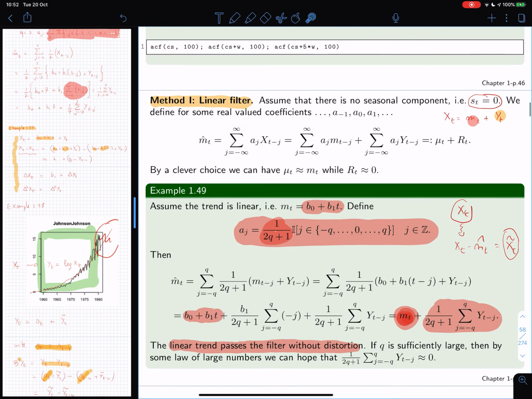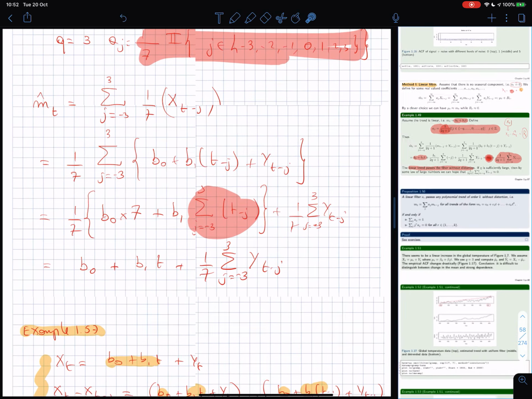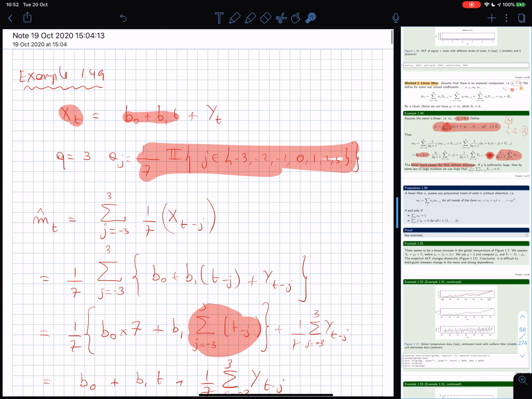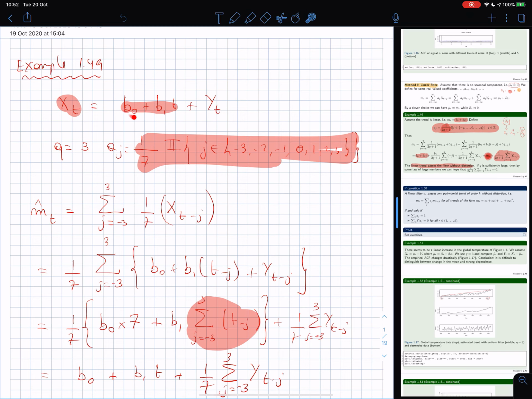Another way would be to transform your data by applying a linear filter. So here the idea is the following. Let's look at what I did here. Suppose that your trend is linear of the first order, and consider the weighted average of your data x_t with weights of this form. So you take weights which are non-zero only for j equal to minus 3, minus 2, minus 1, 0, 1, 2, 3. And you apply this weighting to the process.